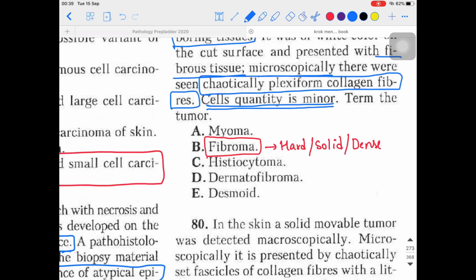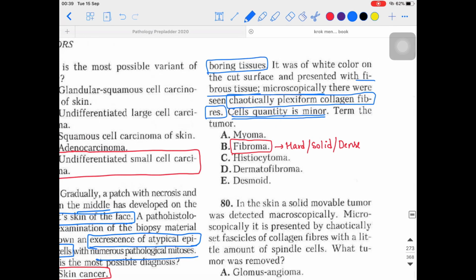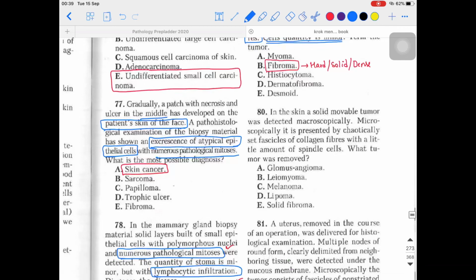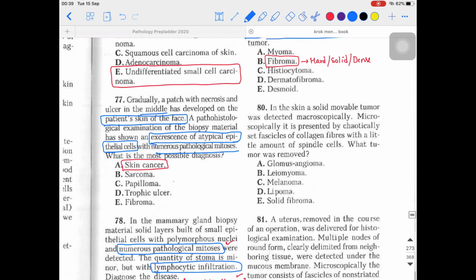So the answer will be the hard fibroma or the dense fibroma or the solid fibroma, whatever you would like to call it. Okay, so with the discussion of this one, I hope you got my point. Let me talk about question number 80.